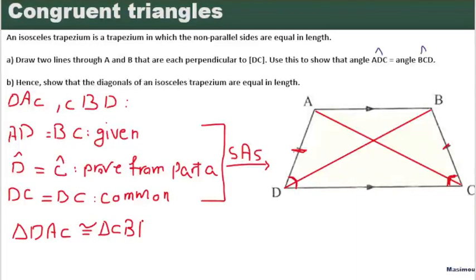I don't know why I make mistakes talking about this stuff. Anyway, when I say two triangles are congruent, the corresponding sides and corresponding angles are equal. So I proved AC equals BD. We are done. And bye bye.